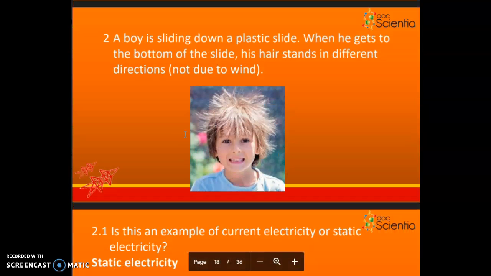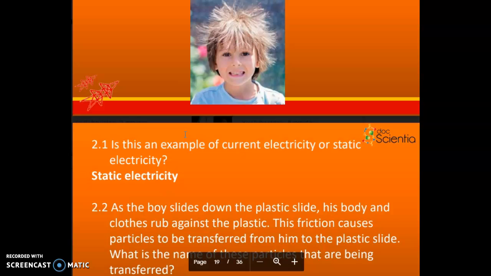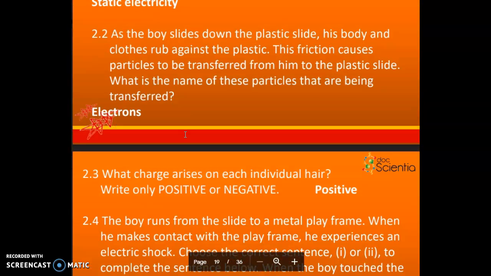Number 2. A boy sliding down a plastic slide. When he gets to the bottom of the slide, his hair stands in different directions, and this is not due to the wind. So 2.1 is asking, is this an example of current electricity or static electricity? Yes, static electricity.